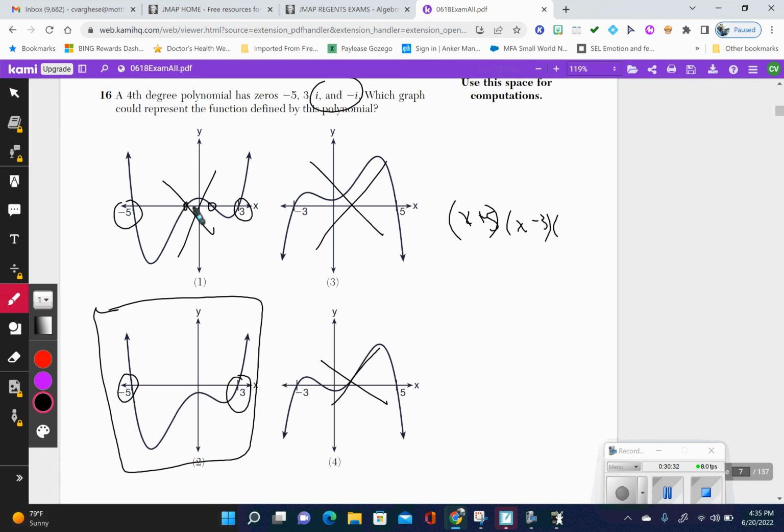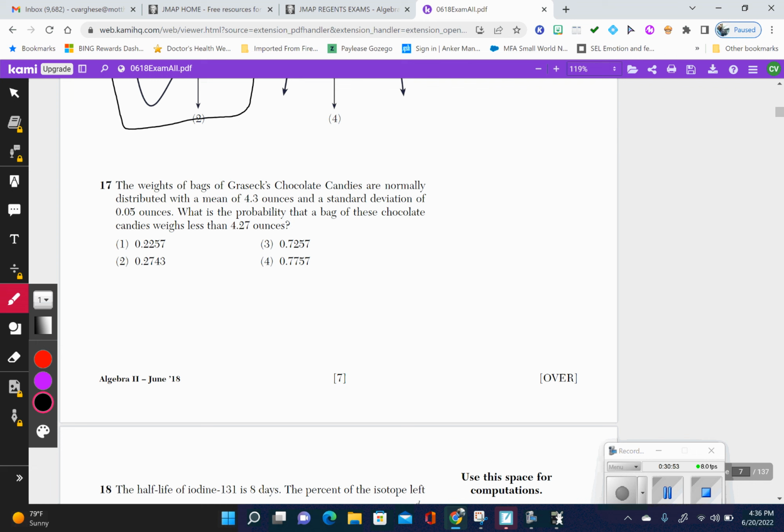Like if I was looking for factors, this would be x plus 5 and x minus 3. And then this would be x plus i and x minus i. But I'm not switching it, okay? I'm not looking for the factors, I'm looking for the actual roots. So this one has roots of negative 5, 3, and imaginary means, again, that it does not touch the x-axis, so boom, number 16 is our answer.